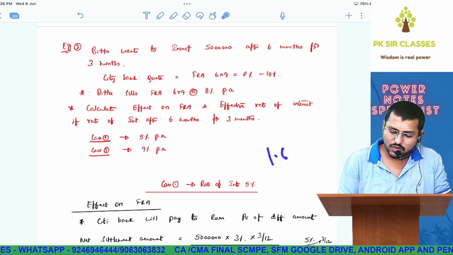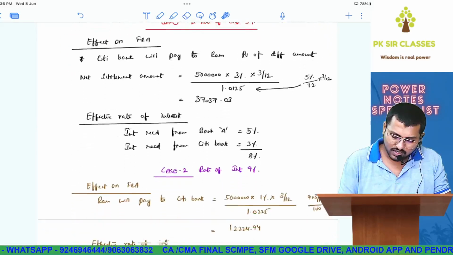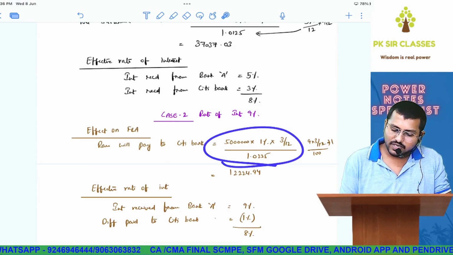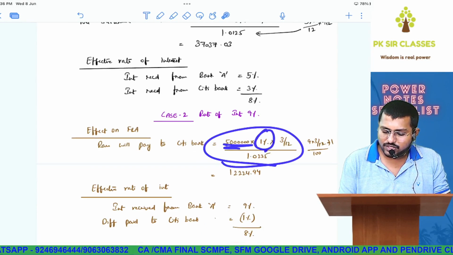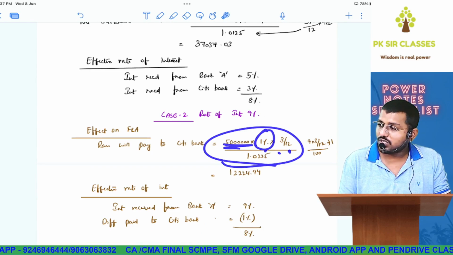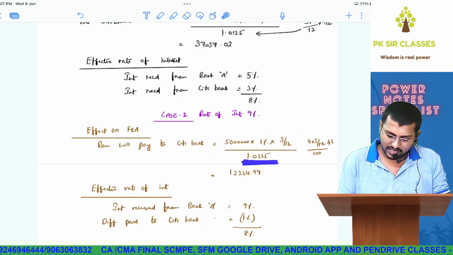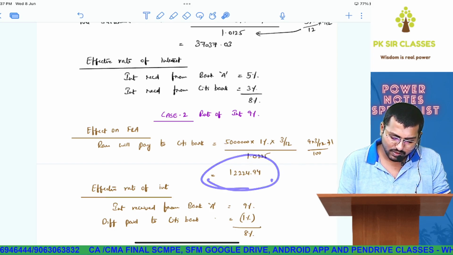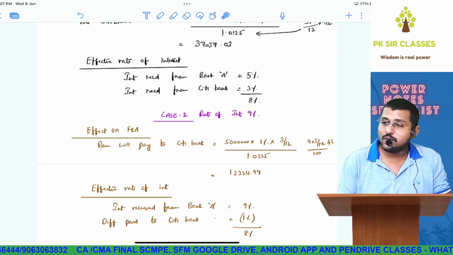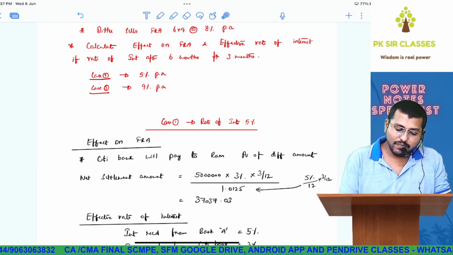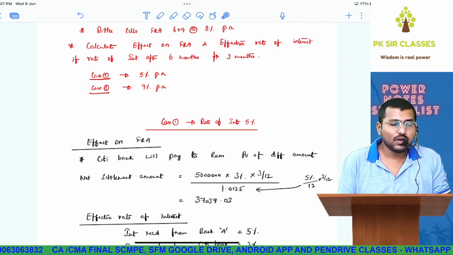0.0225 plus 1, 1.0225 will be the discount rate. Correct? Did we get that? So 50 lakhs into the differential interest, 1% into 3 by 12, because it is for 3 months, discounted by 1.0225. Correct? You get this much amount. This much, who will pay? B2 will pay to whom? FRA bank. Are you able to understand?